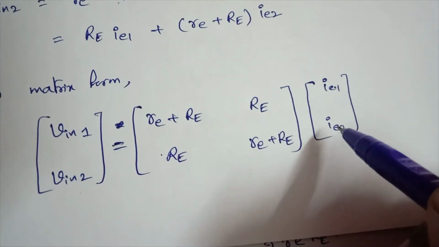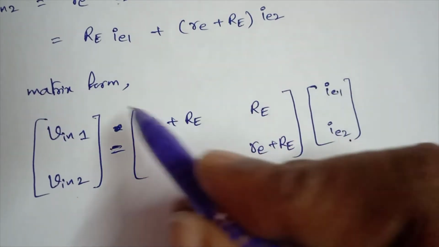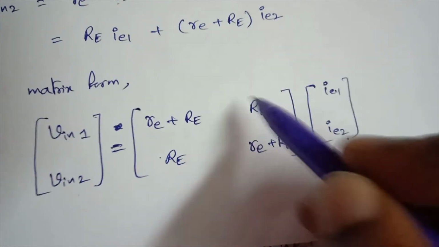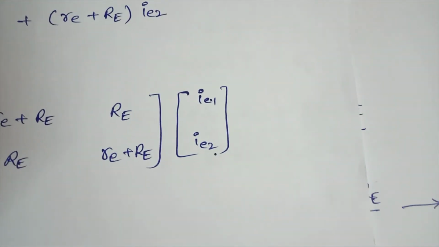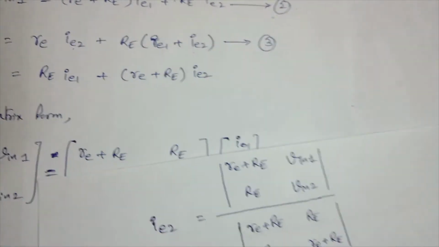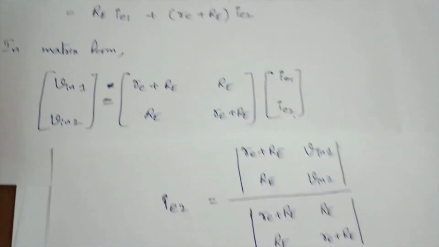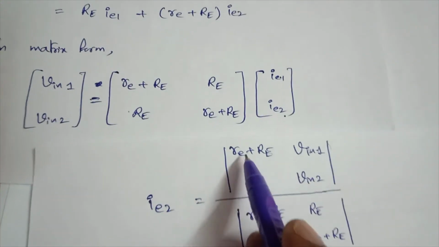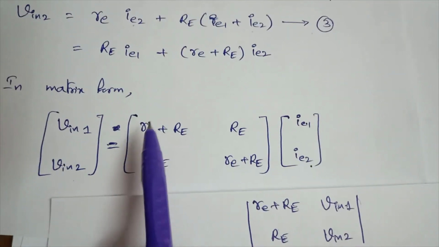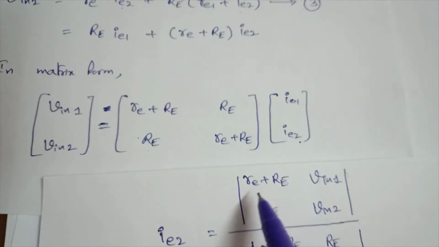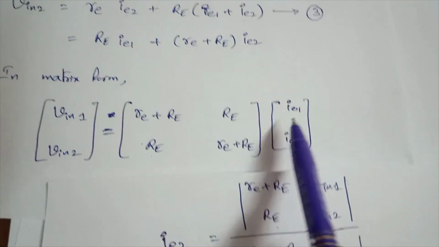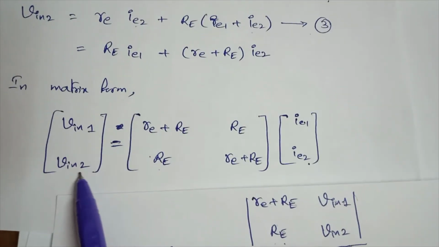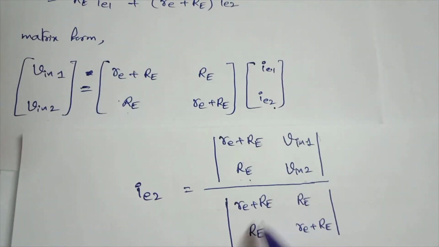So in IE2, replace this column with Vin1 and Vin2. That is the numerator determinant. So we are getting the numerator determinant as, IE2 is equal to determinant of, first column same as it is, Re plus RE divided by RE. The second column is replaced with Vin1 and Vin2 and the denominator is same.